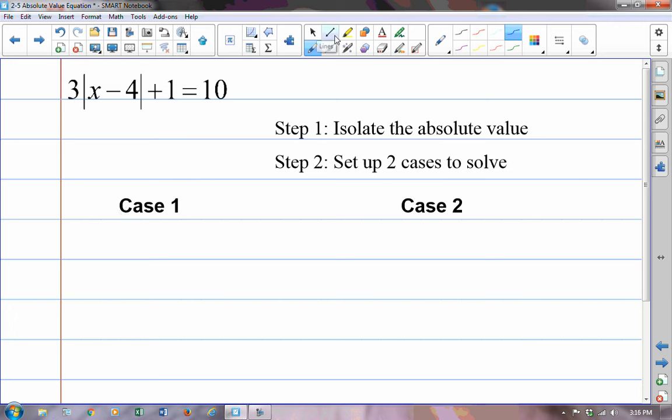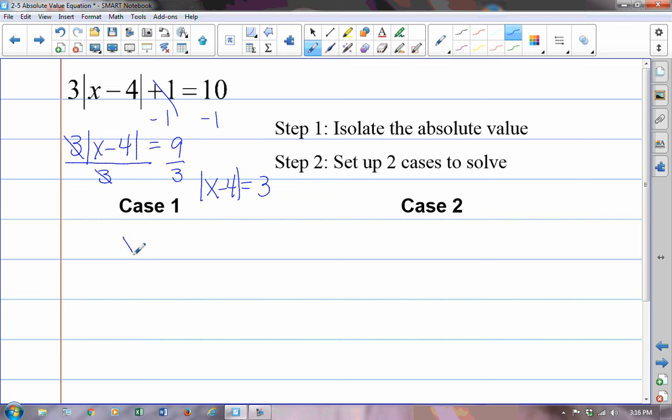Okay, one more where it has a little bit of both on there. So the first thing we're going to do, just like order of operations in reverse, our solving techniques. We're going to subtract the 1 first. So we have 3 times the absolute value of the quantity x minus 4 is equal to 9. Then we're going to divide by 3. You always have to do that. Always. Can never distribute. Never, ever, ever distribute. So we have x minus 4. The absolute value of that is equal to 3.